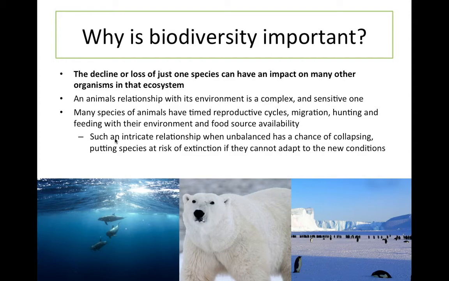But why is biodiversity important? So the decline or loss of just one species can have an impact on many other organisms in that ecosystem. An animal's relationship with its environment, and not just animals, all the organisms, is a complex and sensitive one. Many species of animals have timed reproductive cycles, migration, hunting, and feeding with their environment and food source availability. Such an intricate relationship, when unbalanced, has the chance of collapsing, putting species at risk of extinction if they cannot adapt to the new conditions.